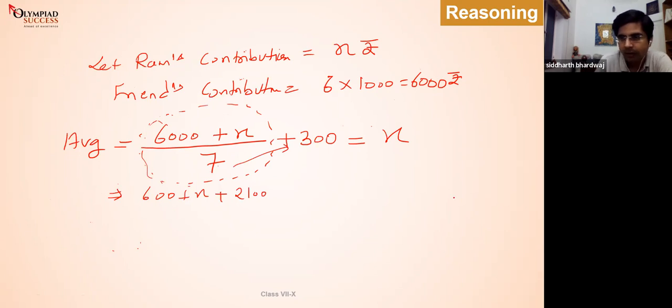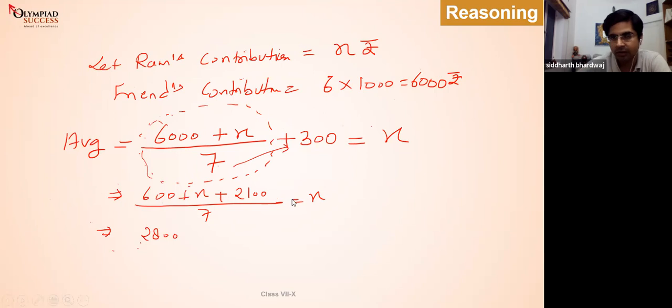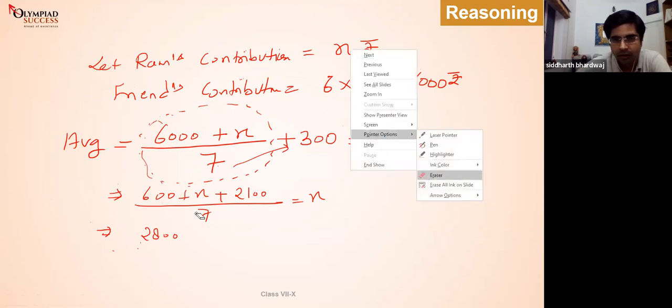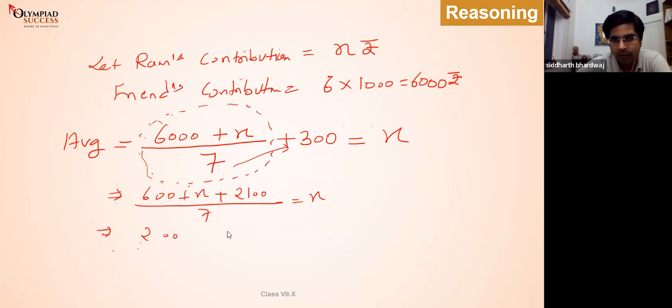Upon 7 is equal to X. Now how much would this be? 6,000 plus 2100, that would be 8100, sorry, let me check. So that would be equal to how much?